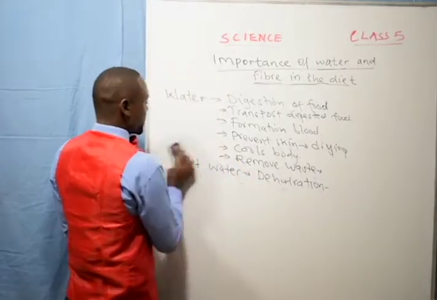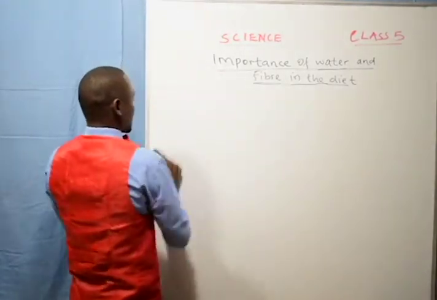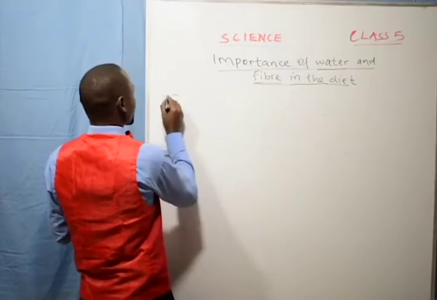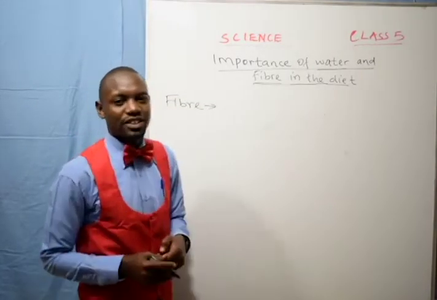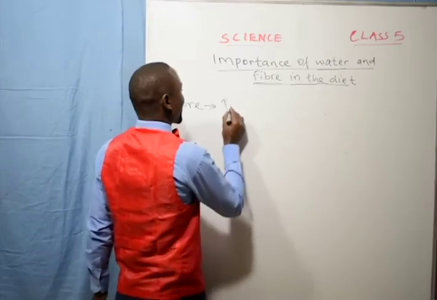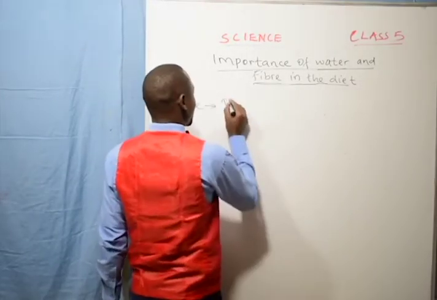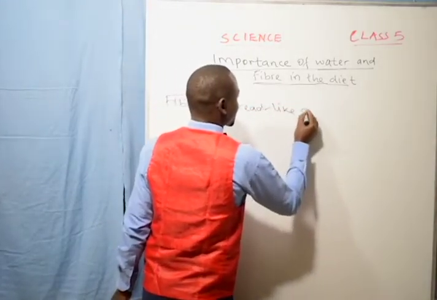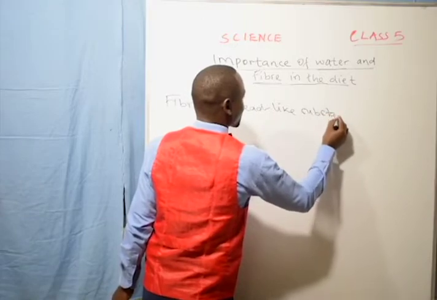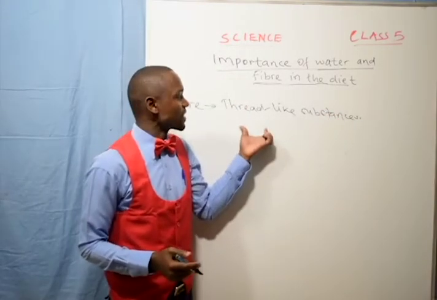Let us very briefly look at fiber. Importance of fiber in the diet. And we begin by defining the term fiber. What is fiber? Fiber are thread-like food substances. They are thread-like substances which are found in the food.